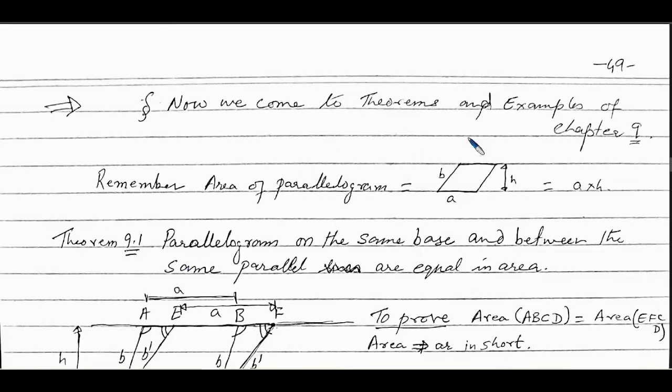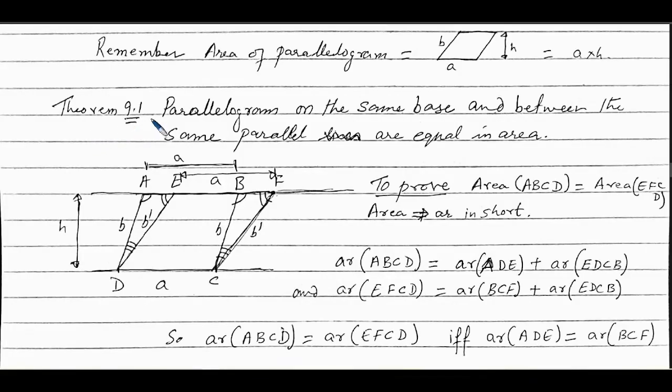Now we come to some theorems and examples of chapter 9. Remember, the area of a parallelogram, we said, is base times the altitude, this height, not the slant, the altitude. So a times h. Now we come to theorem 9.1. It says parallelograms on the same base and between the same parallels are equal in area.